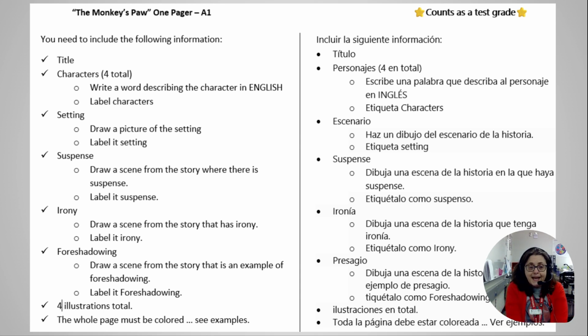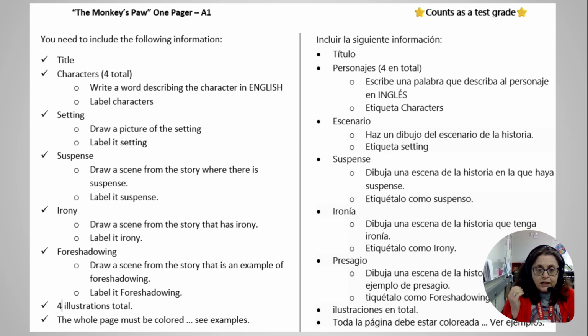Next one you have is setting. For setting, you draw a picture of the setting. It could be the house, it could be inside the house, wherever. And you're going to label it setting in English. Then for suspense, draw a scene from the story where there's suspense and label it suspense. For irony, the same thing. Draw a scene from the story that has irony and label it irony. For foreshadowing, the same. Draw a scene from the story that is an example of foreshadowing and label it foreshadowing.